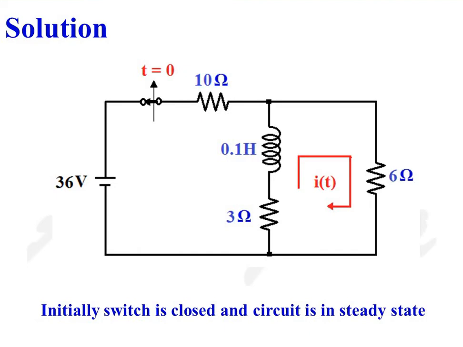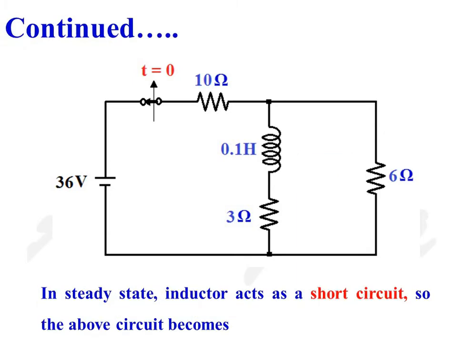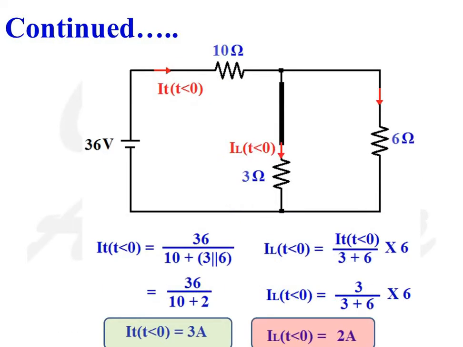Initially, the switch is in the closed condition and the circuit is in steady state. In steady state, the inductor acts as a short circuit, so this circuit can be redrawn as shown in the diagram. The current sourced by the voltage source is given as i(t) equal to 36 divided by 10 plus 3 in shunt with 6. So we will get i(t) equal to 3 ampere.